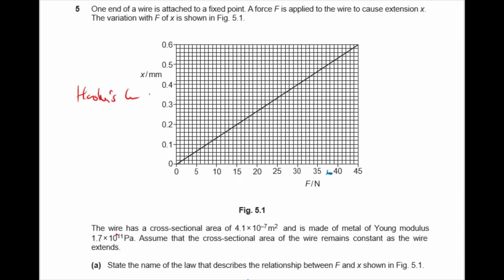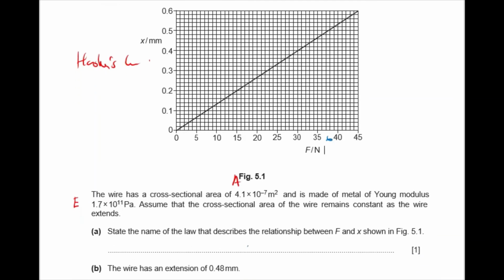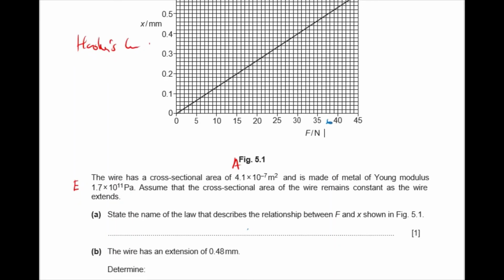It's about Hooke's law. The wire has a cross-sectional area of 4.1 × 10^-7 meter squared. This is the area, and it is made of metal of Young modulus 1.7 × 10^11 Pascal. This is the value of Young modulus. Assume that the cross-sectional area of the wire remains constant as the wire extends. A. State the law that describes the relationship between F and x as shown in figure 5.1. So the law, Hooke's law.